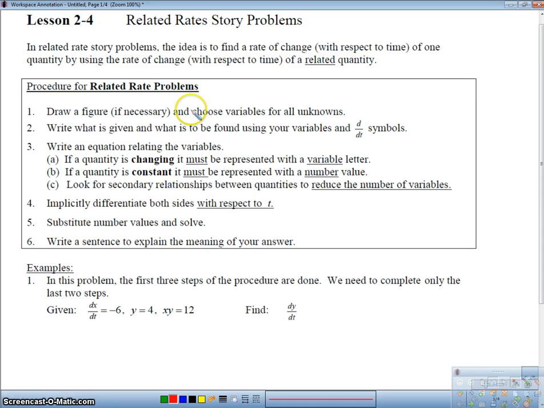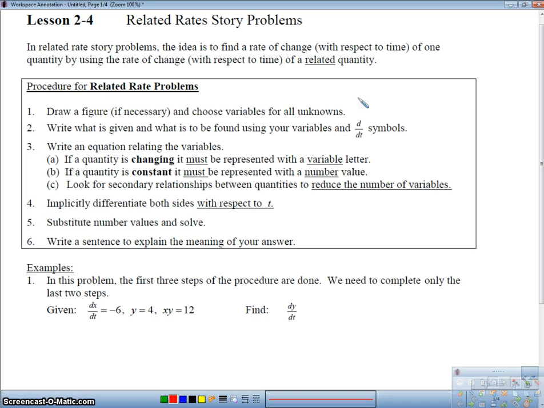First, draw the figure. See if you can draw it out if you need to. If it's already drawn, great. After you draw it, you should choose the variables and the unknowns that you need for the problem. Important thing here is to write what is given and what you need to find, and make sure you use the dt symbol, okay?